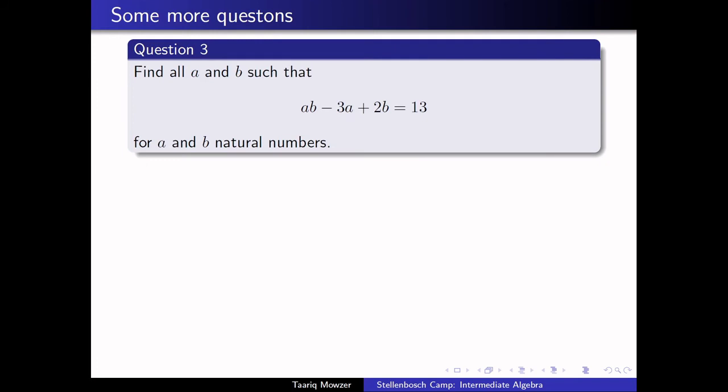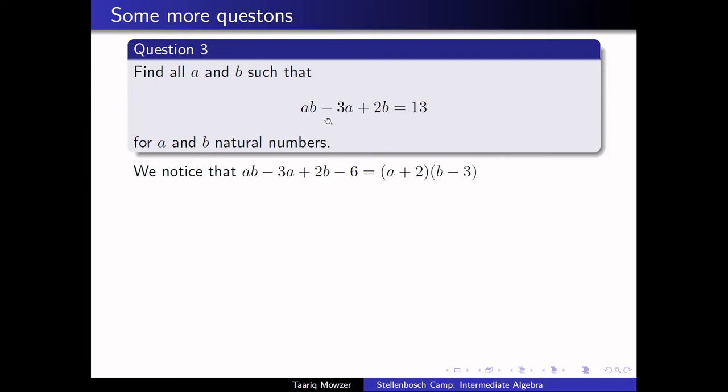Next, we have a more difficult question. It's number theory flavored, which is that we have a and b such that ab minus 3a plus 2b equals 13, and we're solving this for a and b natural numbers. So 1, 2, 3, 4, and so on. Solving this directly can be difficult, but we can spot a factorization. This isn't one of the factorizations taught previously, but it's a common idea of how to factorize, where you have a variable plus a constant times a variable plus a constant.